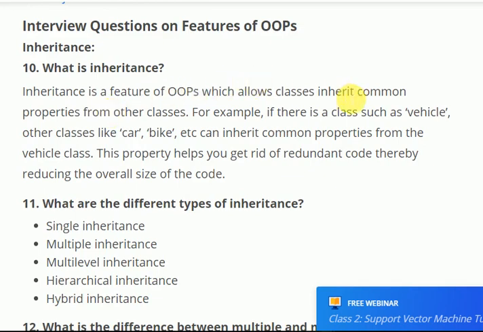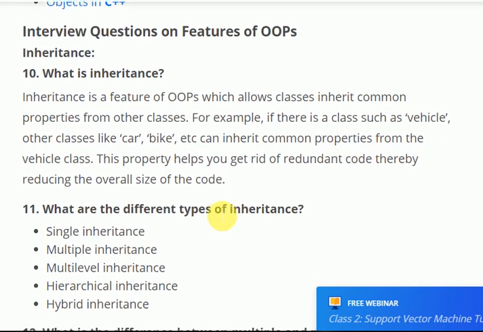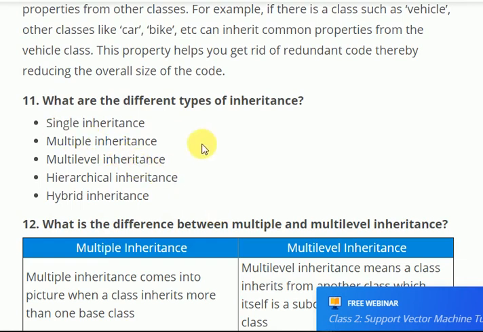Inheritance. Suppose there's a class named vehicle, and other classes called car, bike, etc. Now car and bike can inherit common properties from the vehicle class. This is inheritance. So there is no need to create all the methods again, and the code can be reused. Different types of inheritance: single, multiple, multi-level, hierarchical, hybrid.